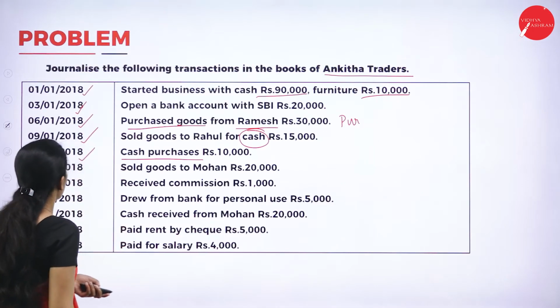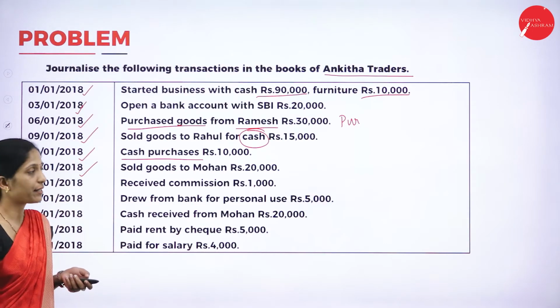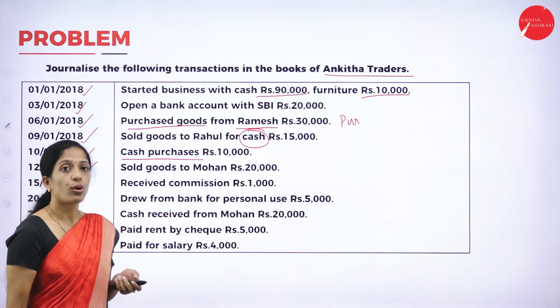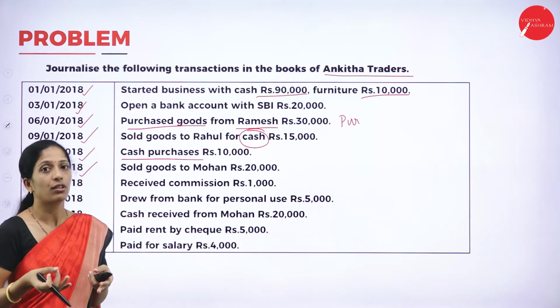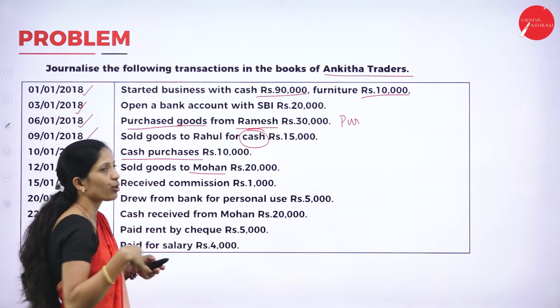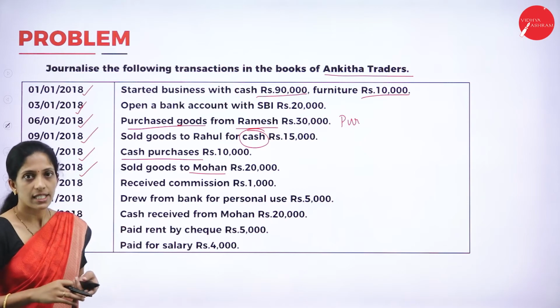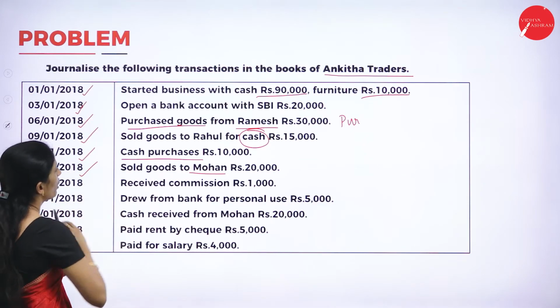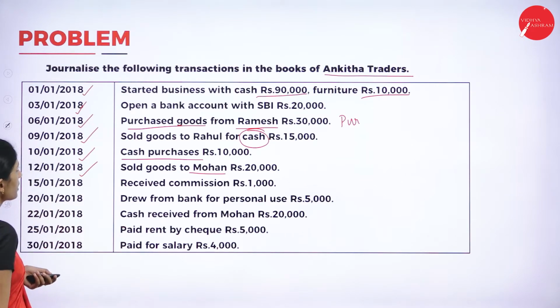Next one, after 10th, 12th. Sold goods to Mohan. So what is your entry? Here they have not sold on cash basis. You are selling goods to Mohan. So who is receiving that goods? Mohan. Correct? What goes from you? Goods, but you will not record it as goods. You will record it as sales. So your entry will be Mohan's account debit to sales account 20,000 and the date is 12th.